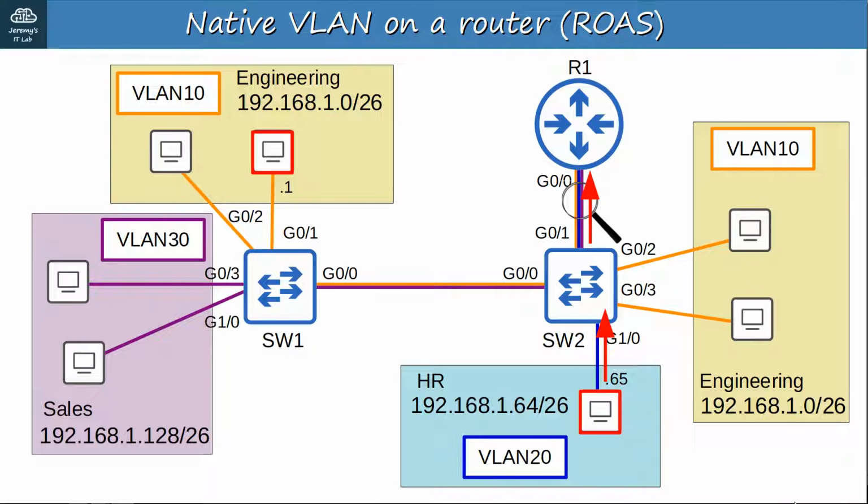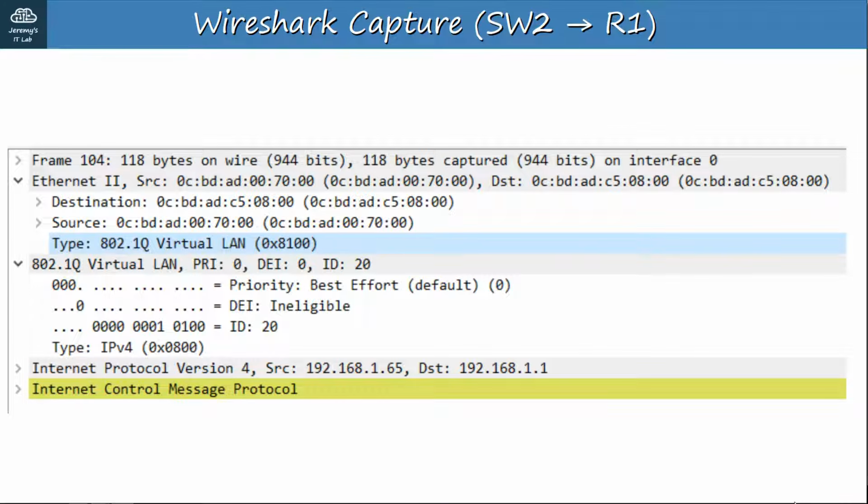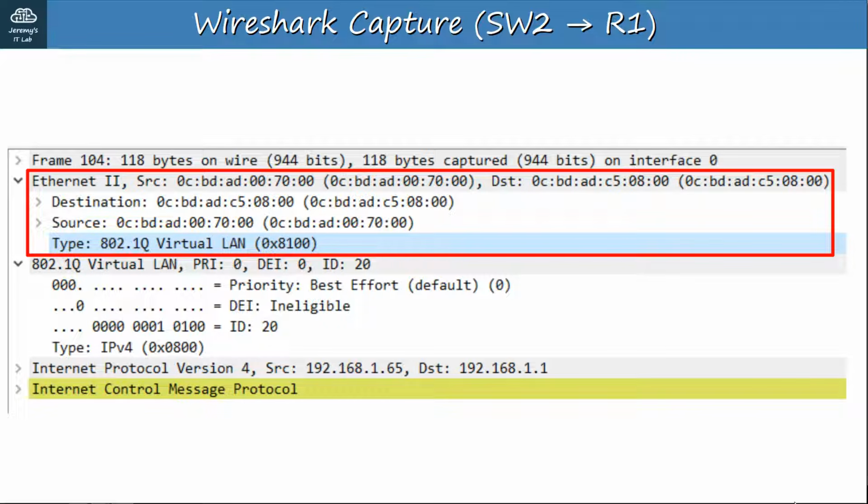We will first look at the capture of the ICMP echo request message as it goes from switch 2 to R1. It will be in VLAN 20, and it's being sent to R1 for inter-VLAN routing. Here's the Wireshark capture for the ICMP echo request as it goes from switch 2 to R1. First off, you can see the source and destination IP addresses here. Now let's look at the Ethernet header encapsulating the IP packet.